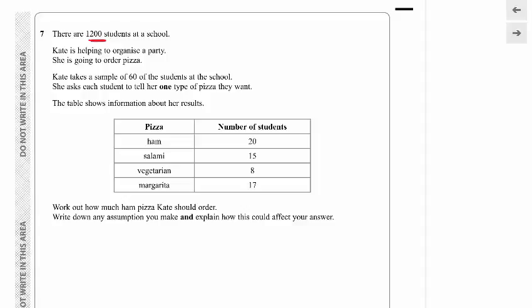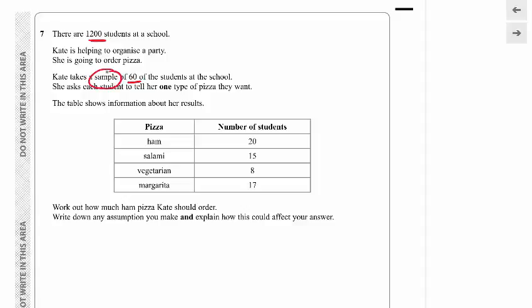Kate is helping to organise a party. That's irrelevant. It's just setting the context of the question. She's going to order pizza. Again, irrelevant. It's just setting the context. She takes a sample of 60 of the students at the school. 60 is a number, underline it.